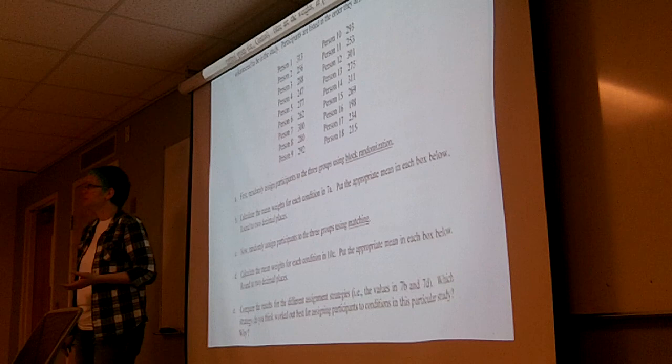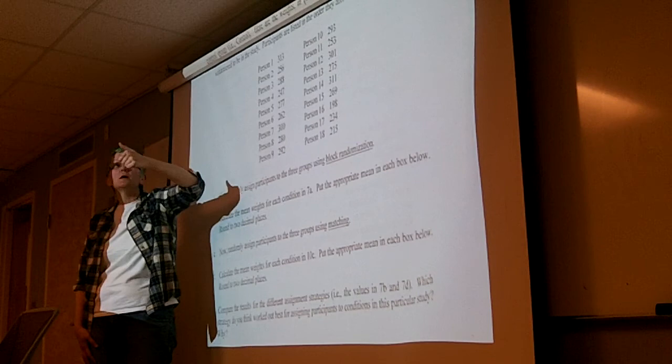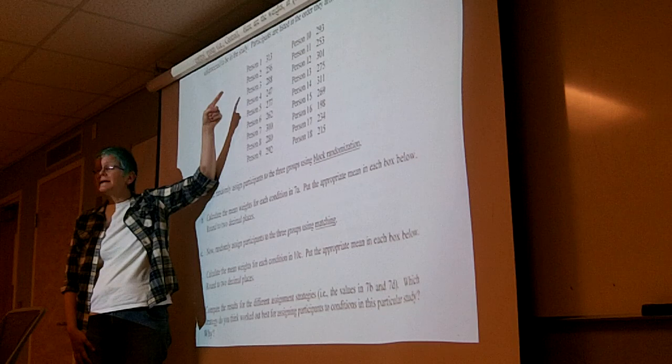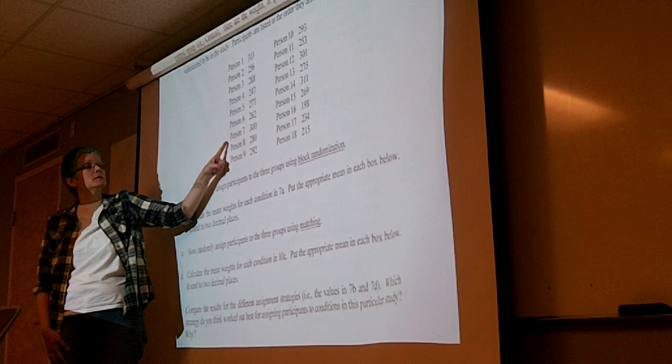The easiest way to do this is just start here at the top and say, all right, person one, well, my first block was A, B, C, right? So person one is A, person two is B, person three is C. Done. What was my next block? BAC. Okay, well, person four is B, person five is A, person six is C. What was my next block? CBA. All right, then person seven is C, person eight is B, person nine is A.